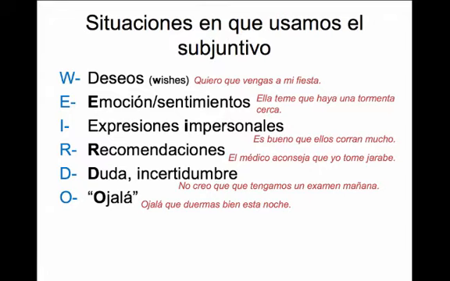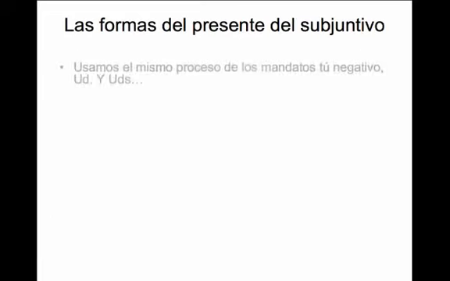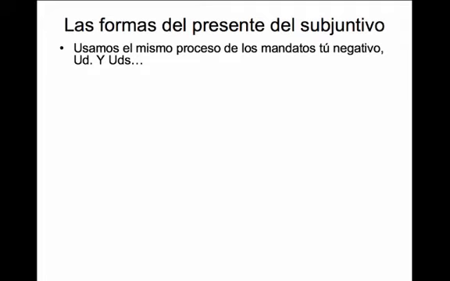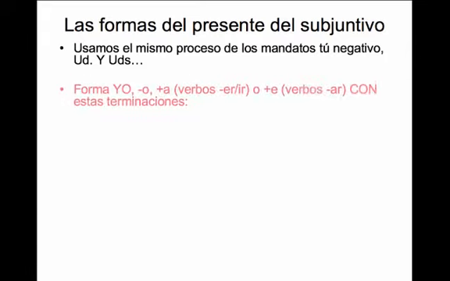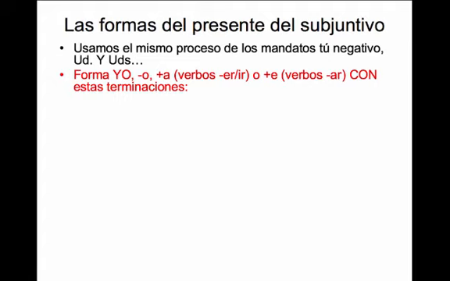So you might notice that these second clauses all have verbs that may look a little bit familiar, because they do come from the same process that we use with mandatos. So that process goes, if you don't remember, something like this. You take the yo form of the verb, you take off the O, and then for ER and IR verbs you add an A, or if it's an AR verb you add an E, so it's kind of the opposite. And with subjunctive you do have to add endings, which will look very familiar.